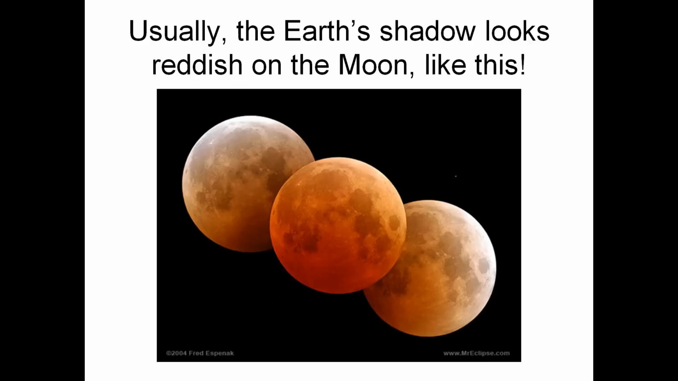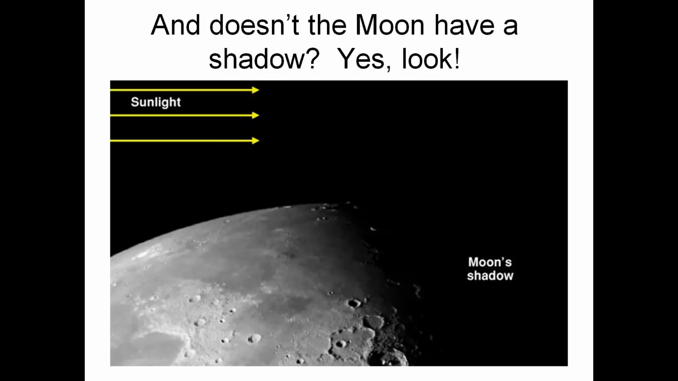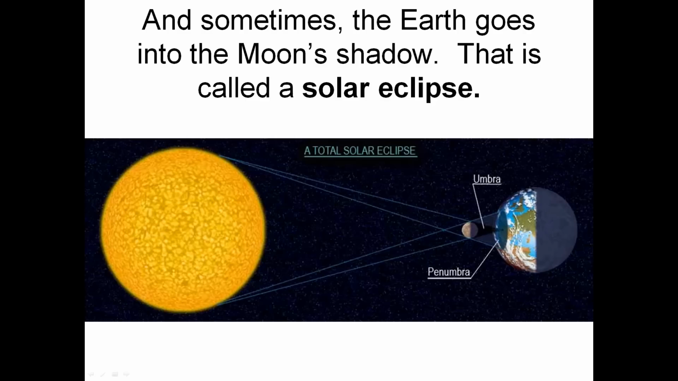Usually, the Earth's shadow looks reddish on the moon, like this. And doesn't the moon have a shadow? Yes, look. The sunlight comes from this direction. And over here is the moon's shadow. And sometimes the Earth goes into the moon's shadow. That is called a solar eclipse.